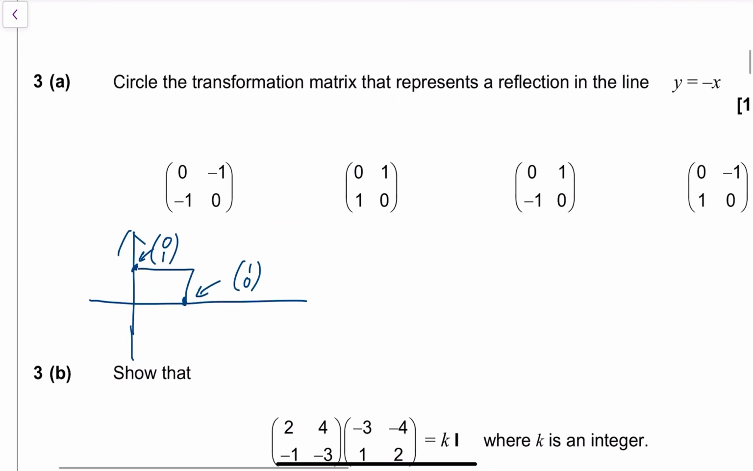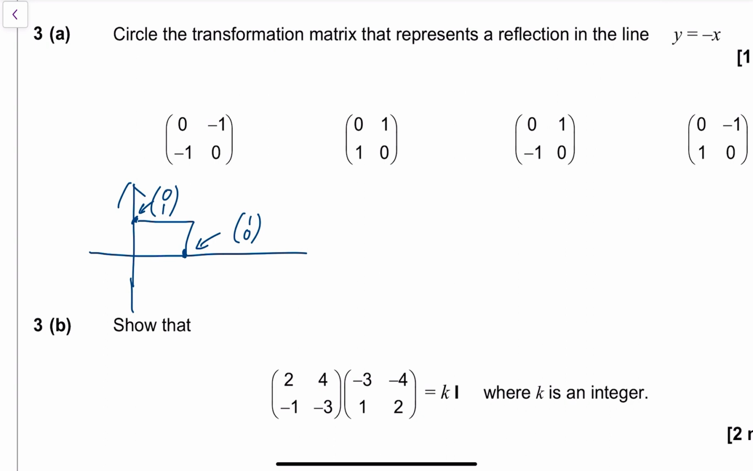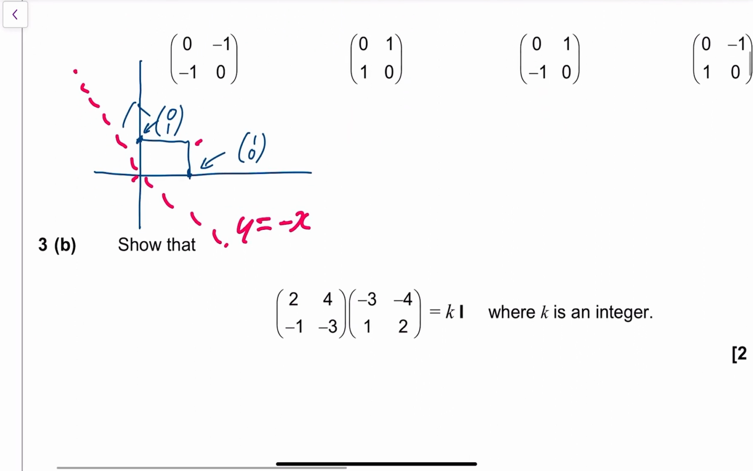I need to see where these 2 points go if I reflect in the line y equals minus x. So if I draw it on, oops, that's wrong, that's my line y equals x, apologies. I've made a real mess of that one. It's y equals minus x, so it's down this way. There's y equals minus x, and you should be able to see that this point up here, first of all, reflects down to here. So that's going to be minus 1, 0. And this point here will reflect down to here. So it reflects to 0, minus 1.